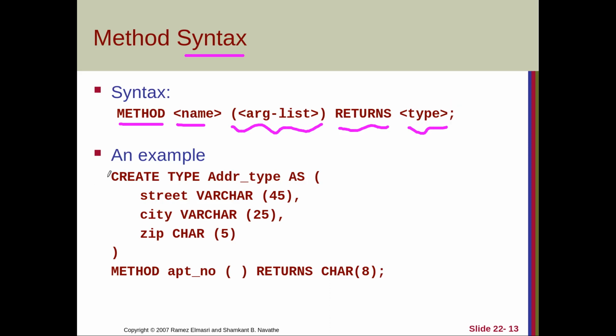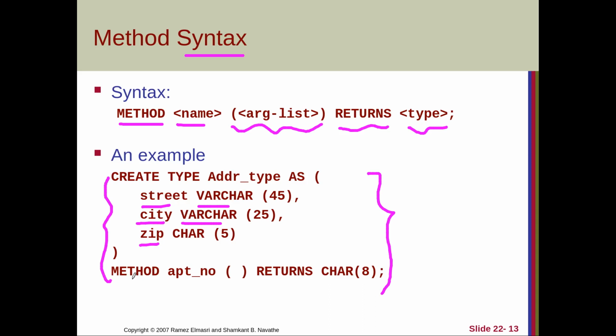So you'll see one example type. Create type address type as street varchar 45, the previous example itself, city varchar 25 comma zip char 5. Then the attribute portion is over. This parenthesis can be combined together, means all these are together. If you want to separate these attributes, we can use this parenthesis. This is not the exact syntax, we are randomly taking this. So the attributes are being defined.